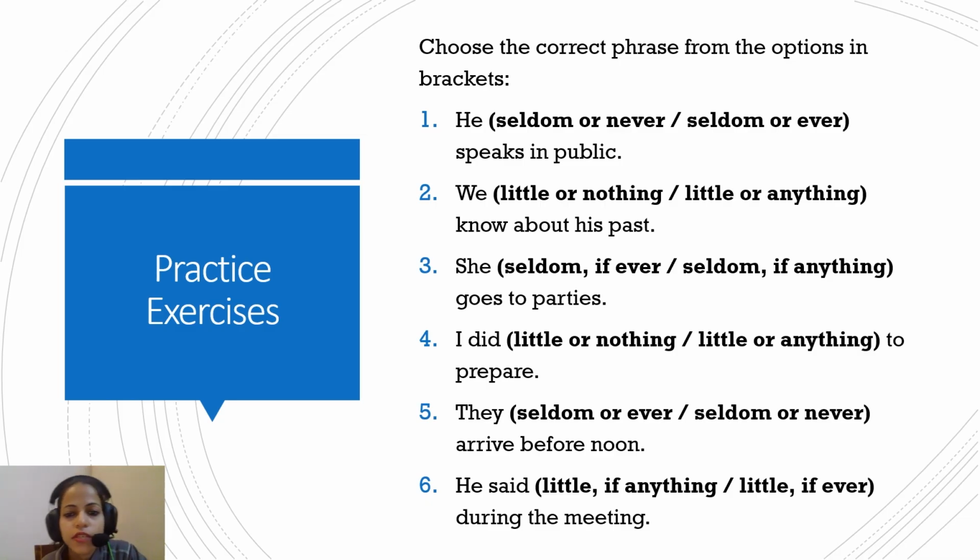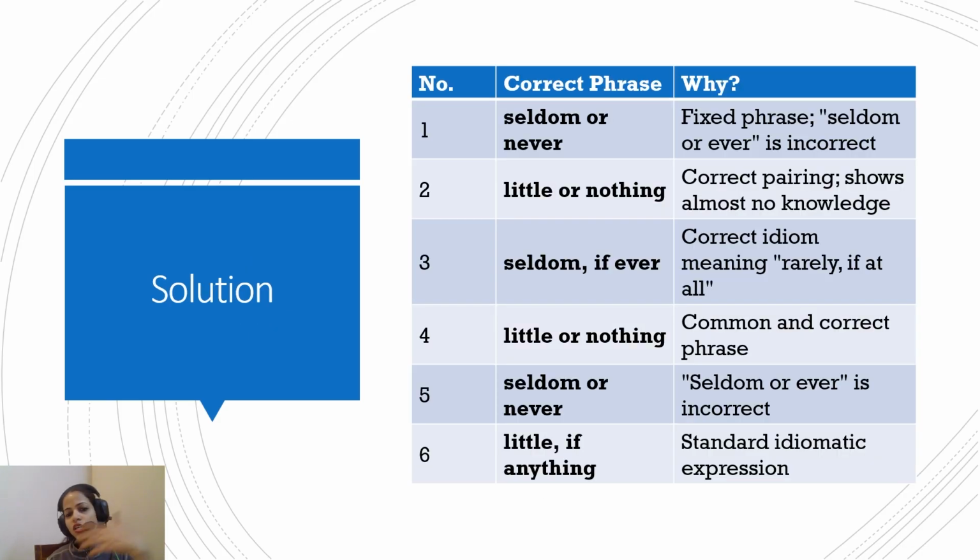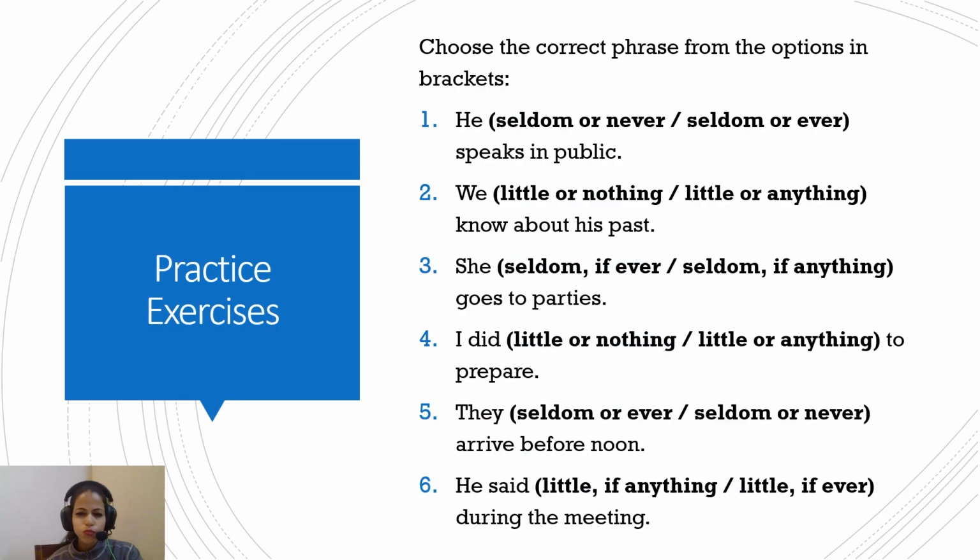Okay, I think you might have attempted the questions, and they are pretty simple. He dash speaks in public. He seldom or never speaks in public. That means he speaks, again, like once in 10 times, very rarely. Seldom or ever would mean maybe 2-3 times in 10 times, something of that sort.